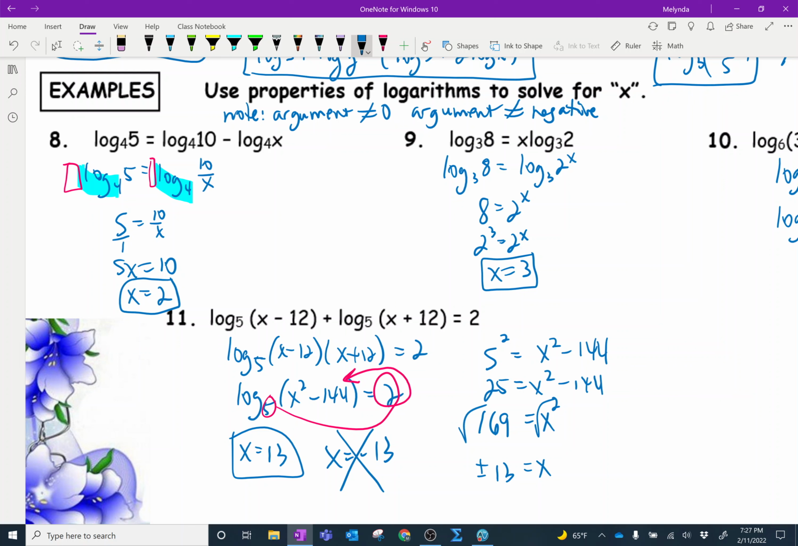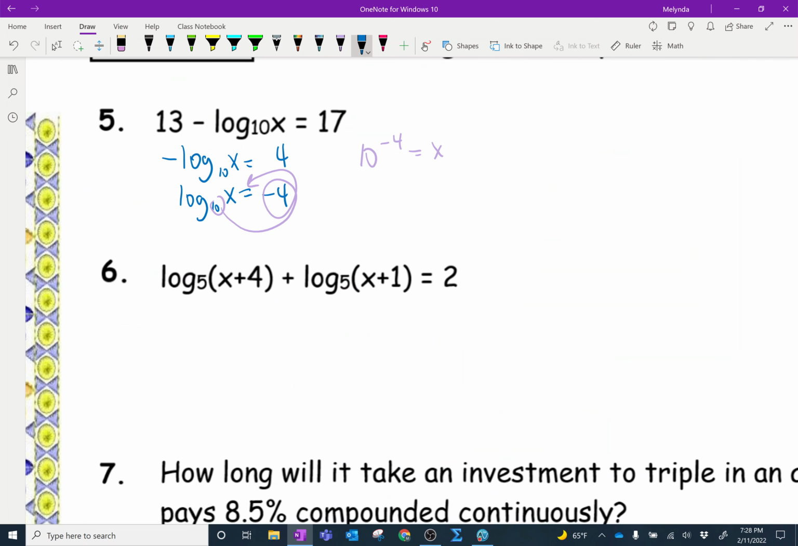Okay, great. So we need the x out of here all by itself. So let's do our conversion. So we have 10 to the negative 4th equals x. Okay, great. This is our answer, but what if we didn't want a negative exponent? What if we wanted a positive exponent?